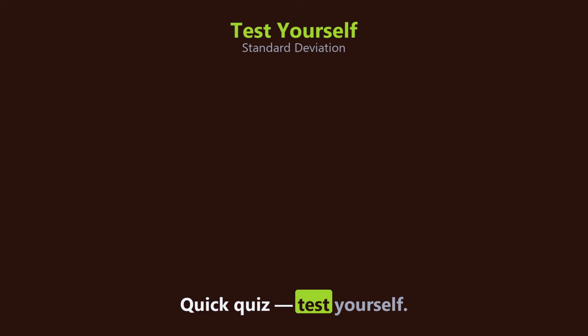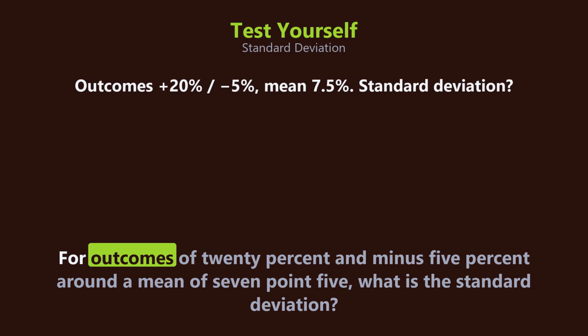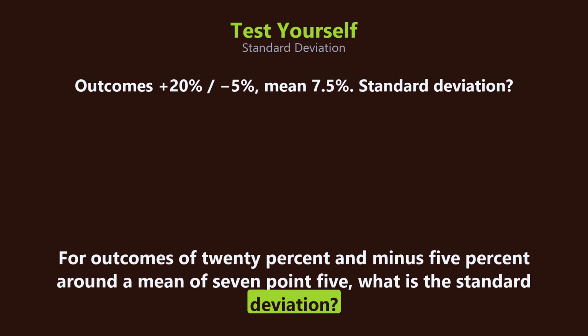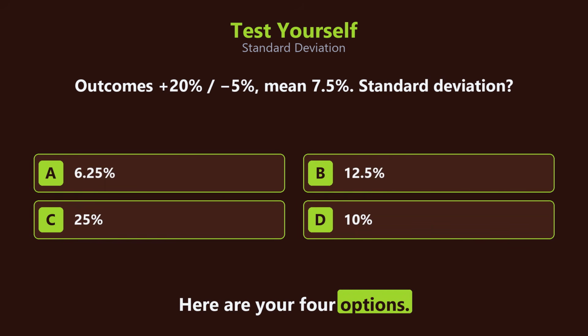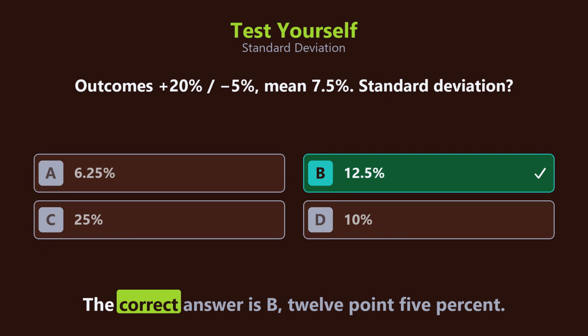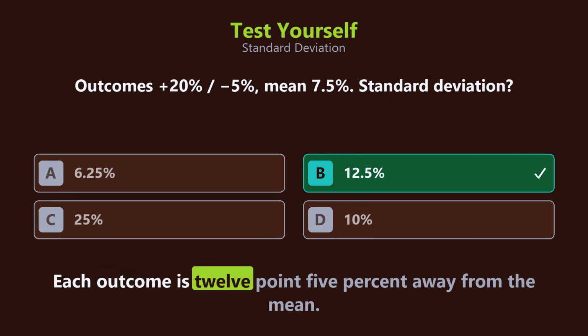Quick quiz, test yourself. 4 outcomes of 20% and minus 5% around a mean of 7.5. What is the standard deviation? Here are your 4 options. Pause the video and solve it now. The correct answer is B, 12.5%. Each outcome is 12.5% away from the mean.